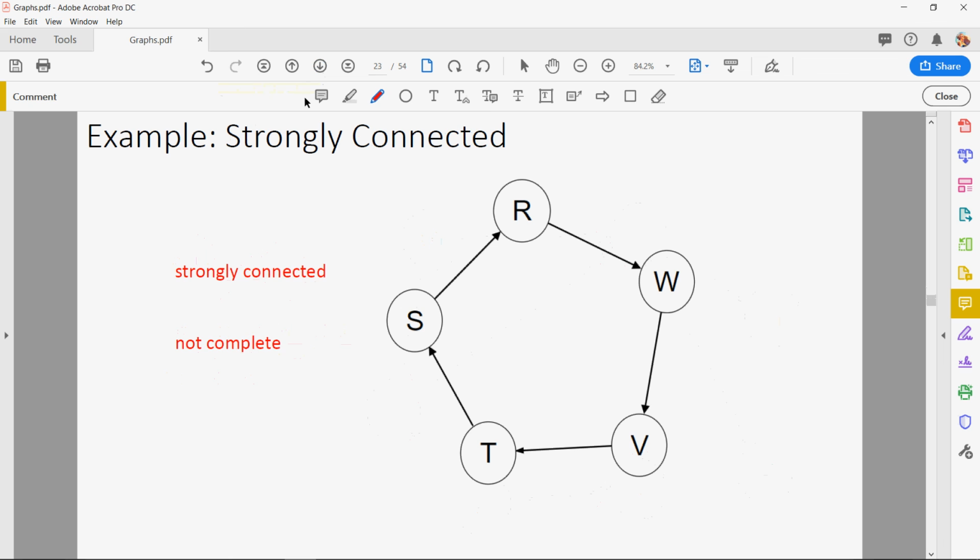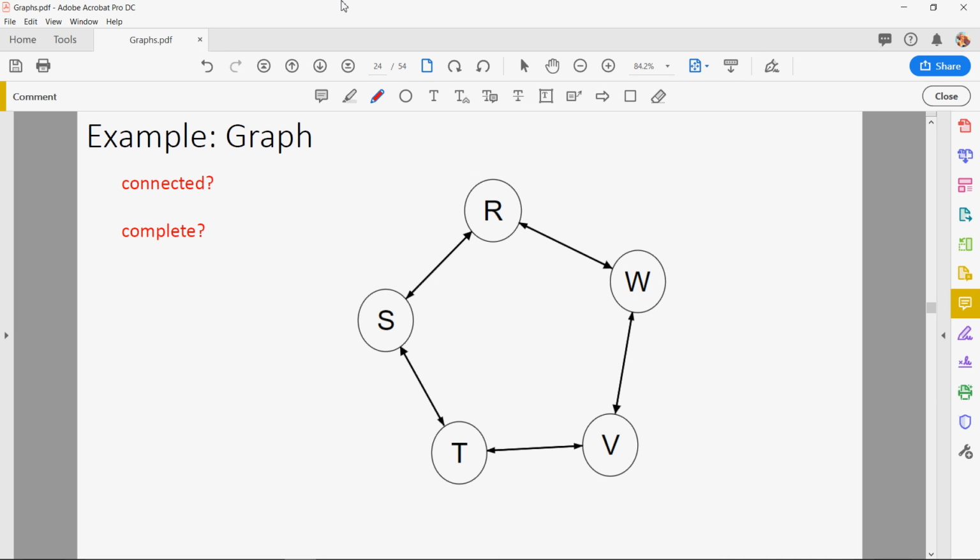So here's an example of a strongly connected digraph. If you pick any two vertices, there is a path to get from one to the other. If you want to get from S to V, you can just go S to R, R to W, and W to V. If you want to get from W to T, you can go W to V, V to T. So this is strongly connected. It is not complete because there is, for example, no direct edge from S to W. Lots of other edges missing too, but it's not complete.